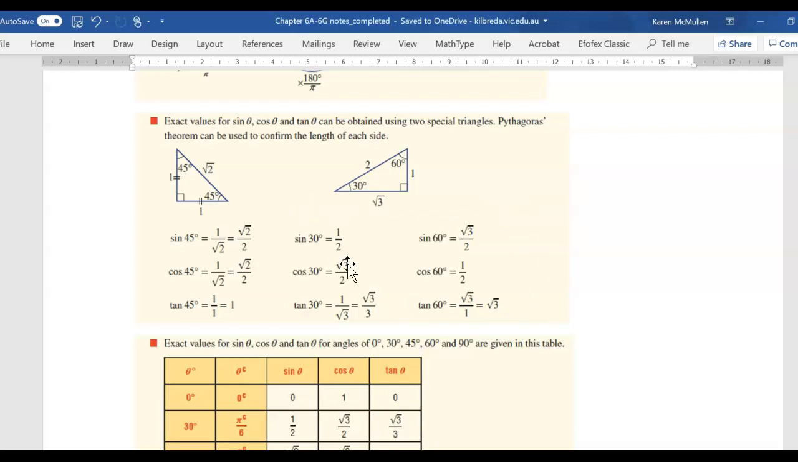What you can see here is, let's take sine of 45. We have sine theta equals opposite over hypotenuse. Your opposite side is 1, your hypotenuse is √2. So that's where you get 1 over √2, but we don't tend to leave a square root in the denominator. So we have to rationalize the denominator. That's why we end up with √2 on 2. It's the same thing. We just don't tend to leave our square root in the denominator. So you can choose to remember those two triangles.